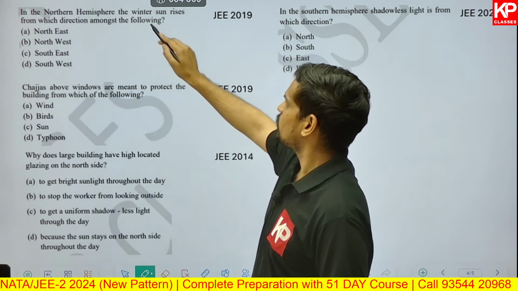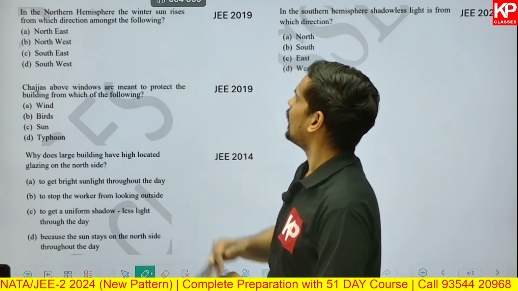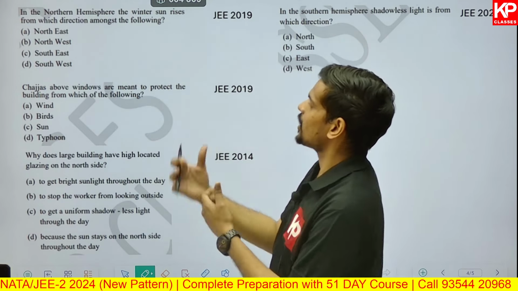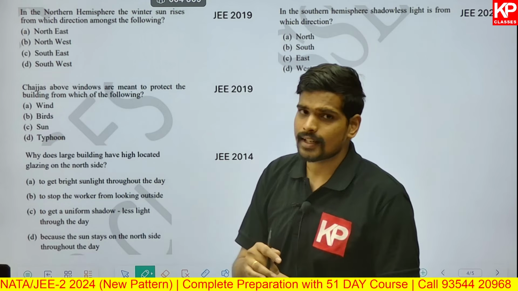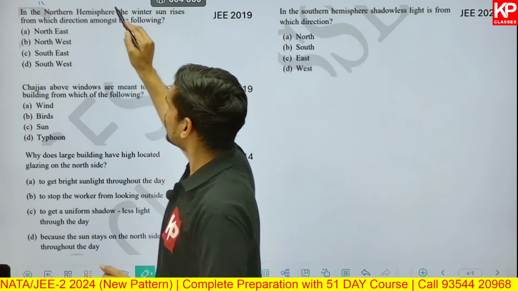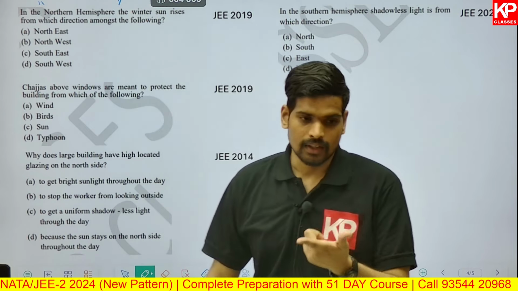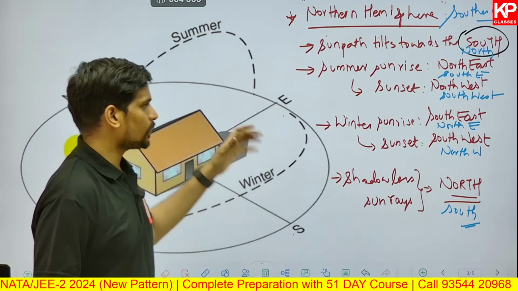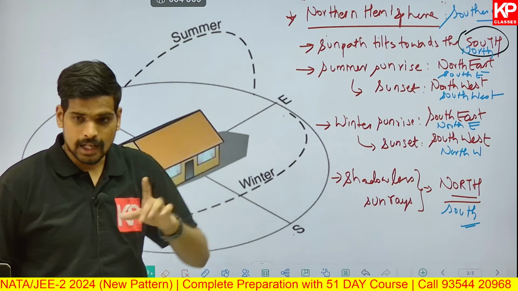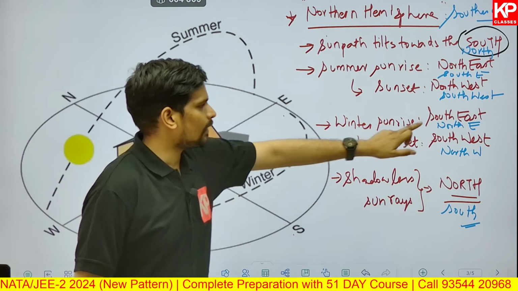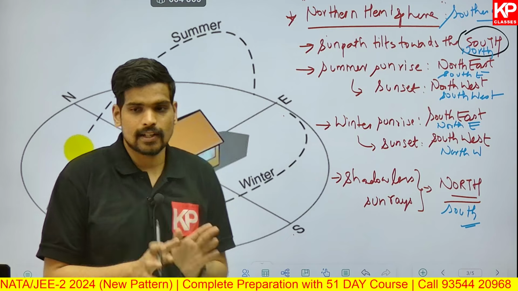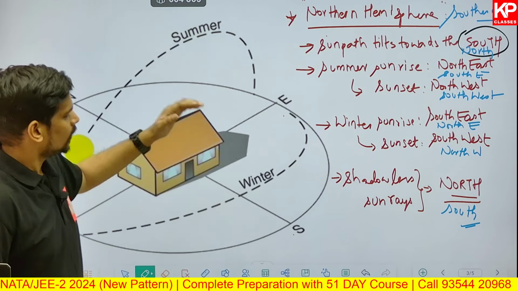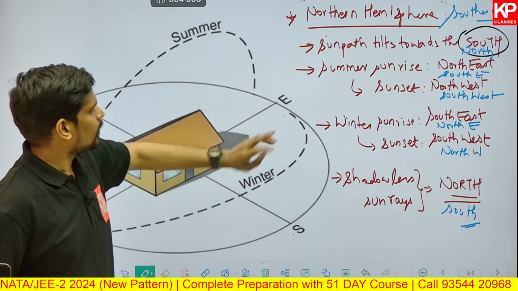In the northern hemisphere, the winter sun rises from which direction among the following? Now, they are asking about winter sunrise in the northern hemisphere. So, the red points which I have written, that's the northern hemisphere. Winter sunrise is from the southeast direction, direct and straightforward, which is also shown in this picture. The winter sunrise is from the southeast direction.